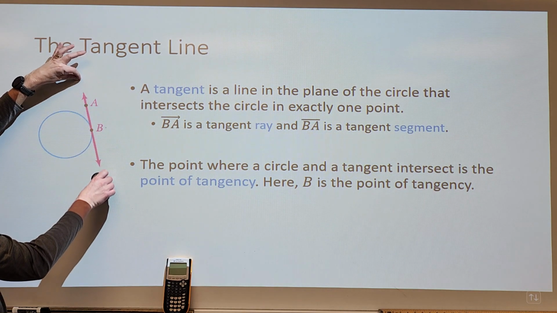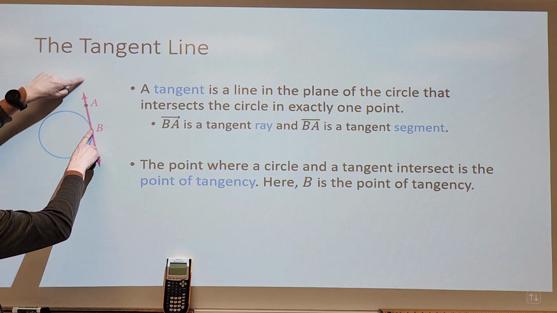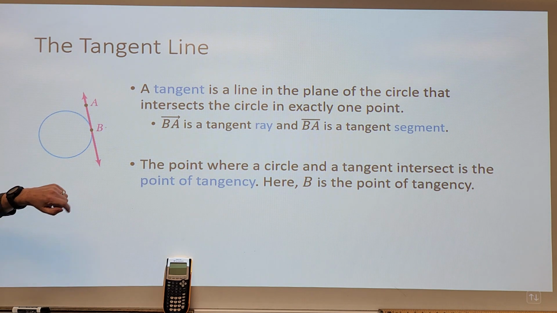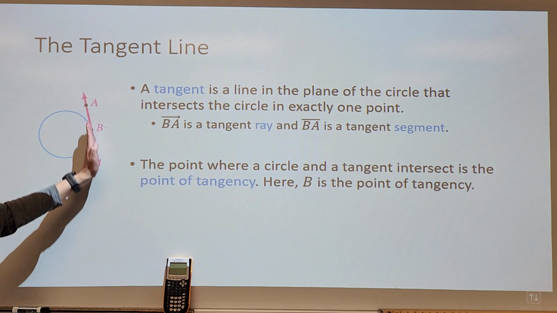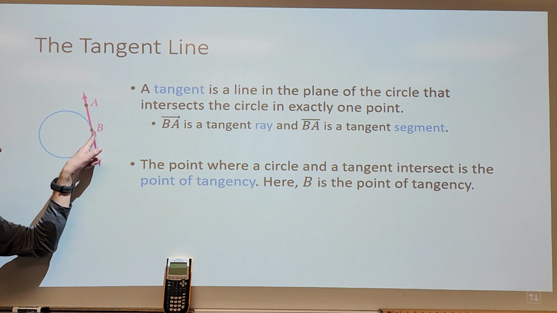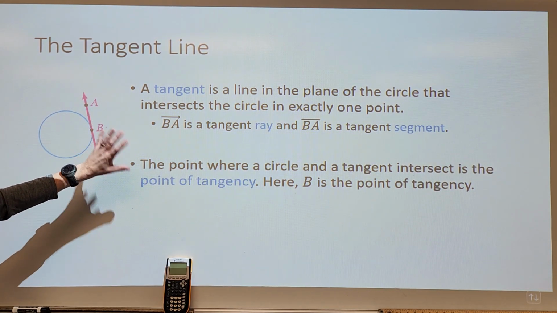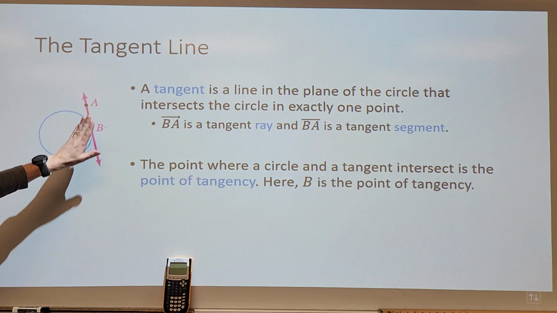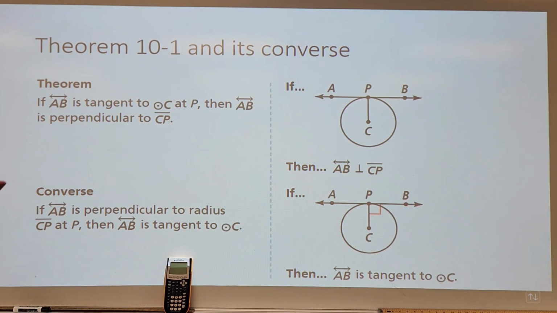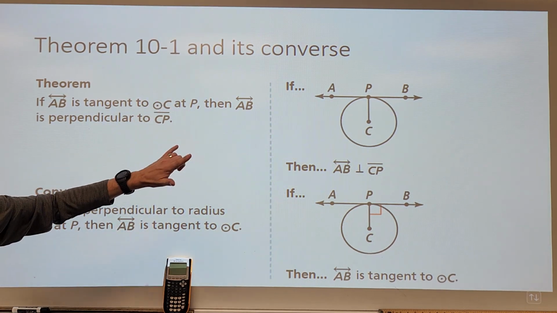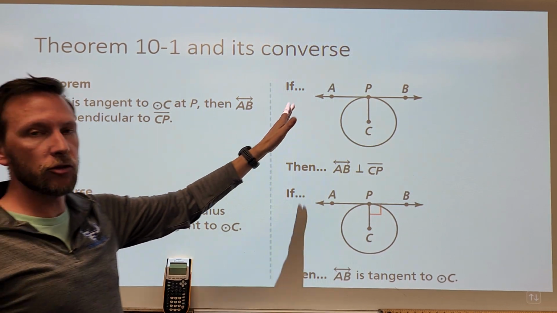We would call line AB a tangent line, ray BA is a tangent ray, segment AB is a tangent segment. And this point B that is on the tangent line that touches the circle and is shared with the circle, this point B is referred to as the point of tangency. And that's just an important declaration to say, like, A is not the point of tangency, but B is on this line. All right? And so it's going to be useful to us because we want to make sure that we understand these ideas, this theorem and its converse, as it pertains to this point of tangency.